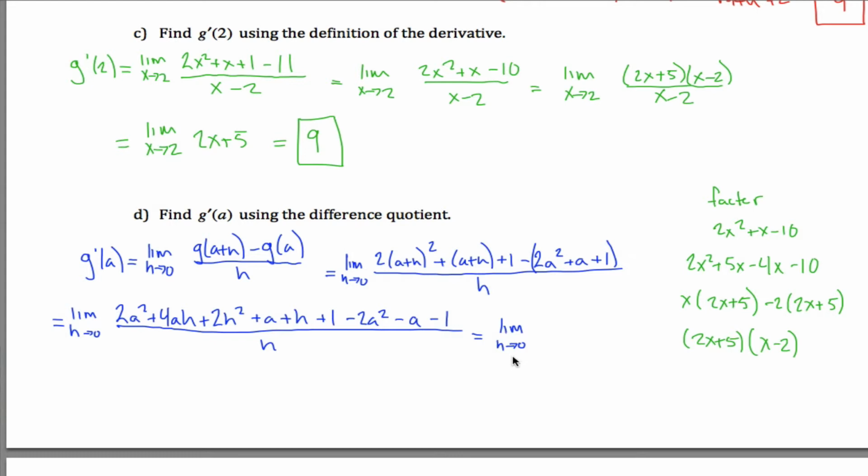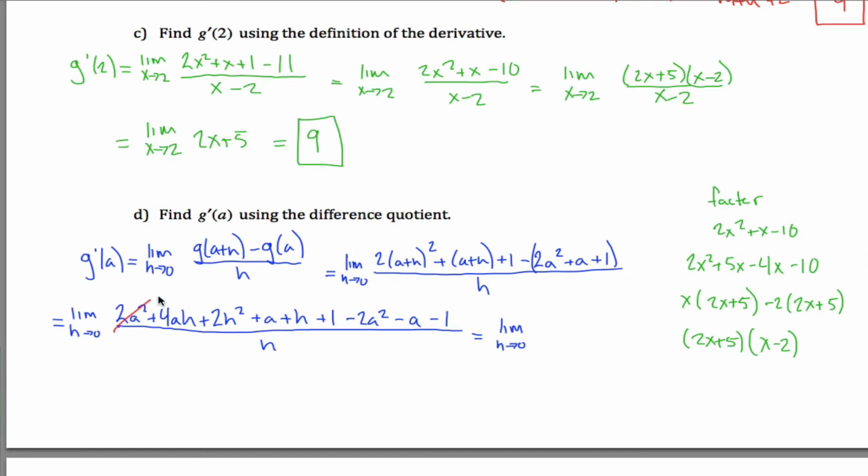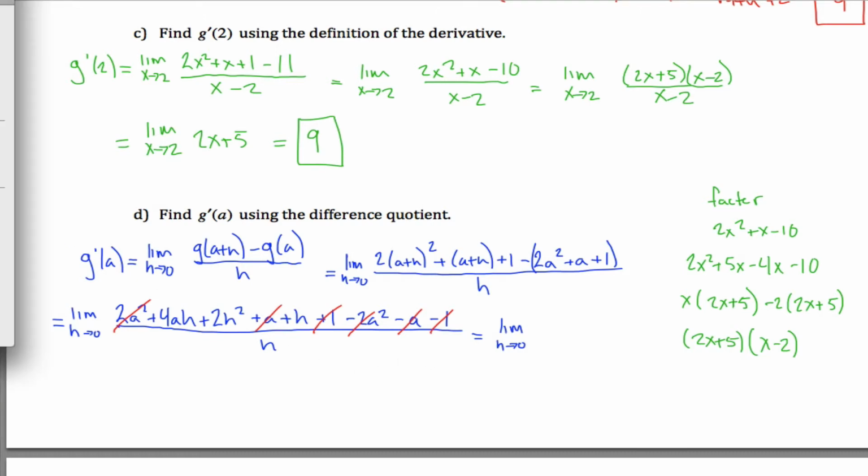It's the worst it's going to get. I got 2a squared here. Maybe I need a color. Let's use red. I got 2a squared here and a minus 2a squared here. How convenient. I got a here and a minus a here. That's great. I got a 1 here and a minus 1 here. Also great. So let's see what's left over now that I've canceled all that stuff out.